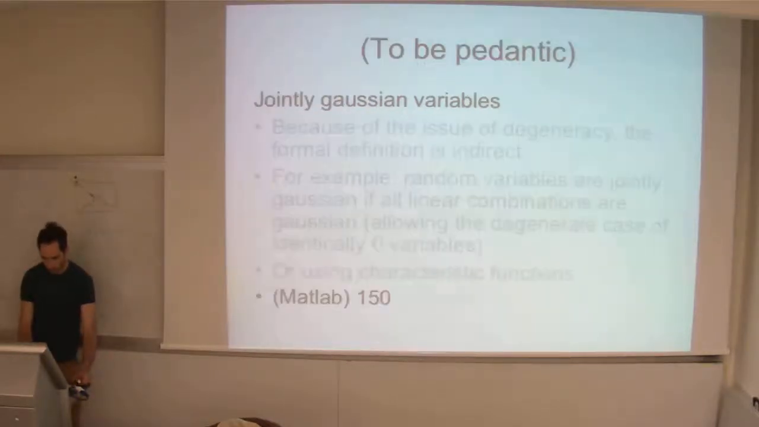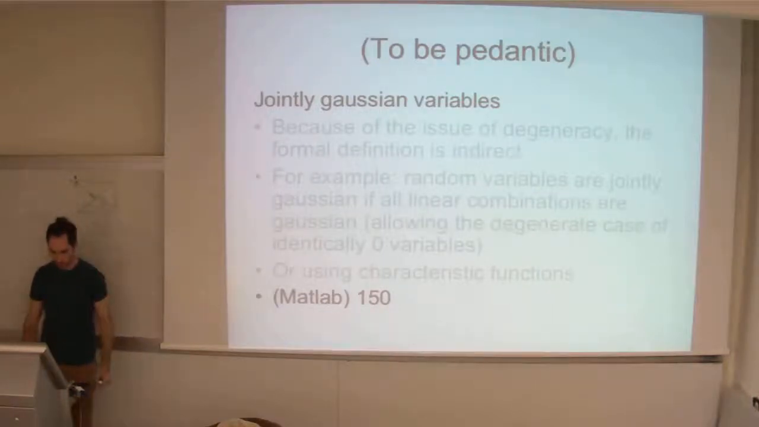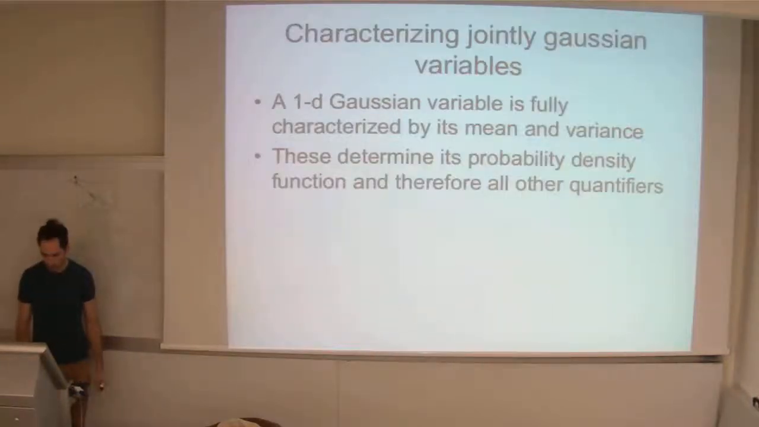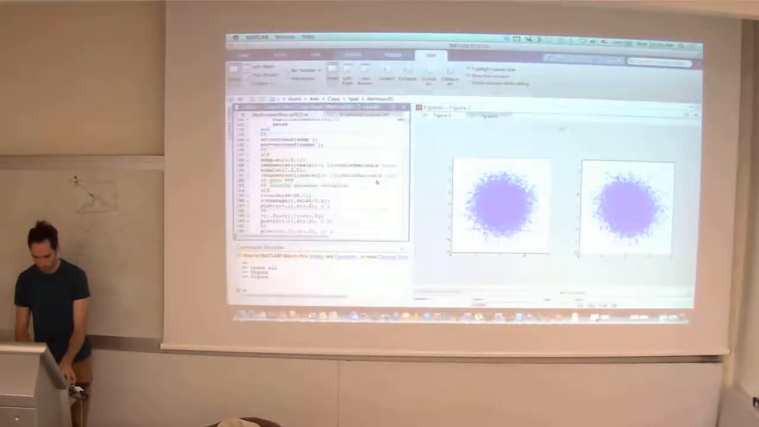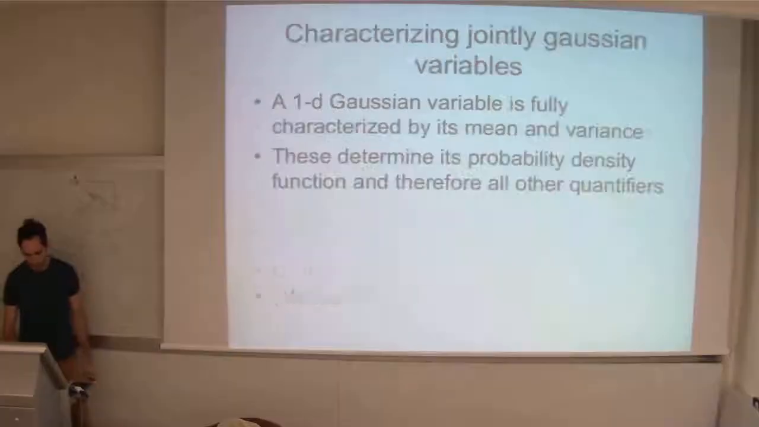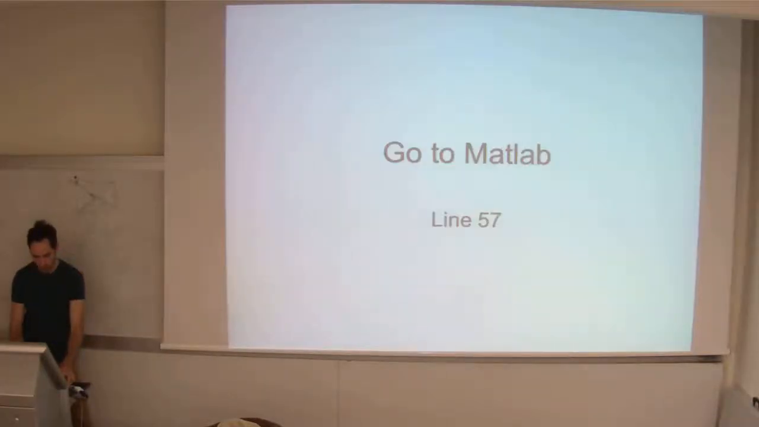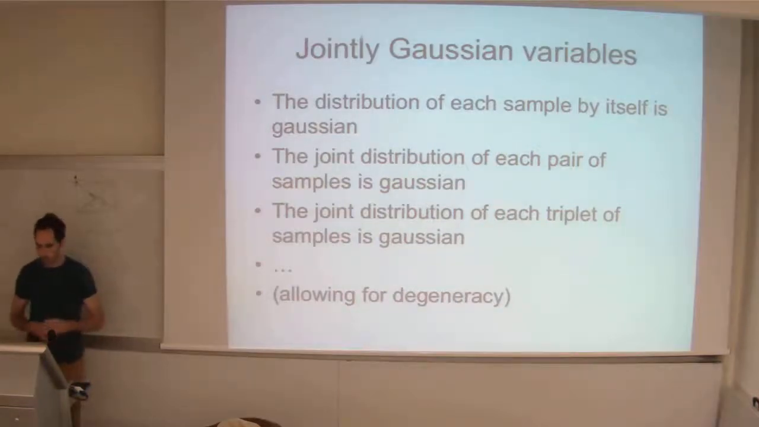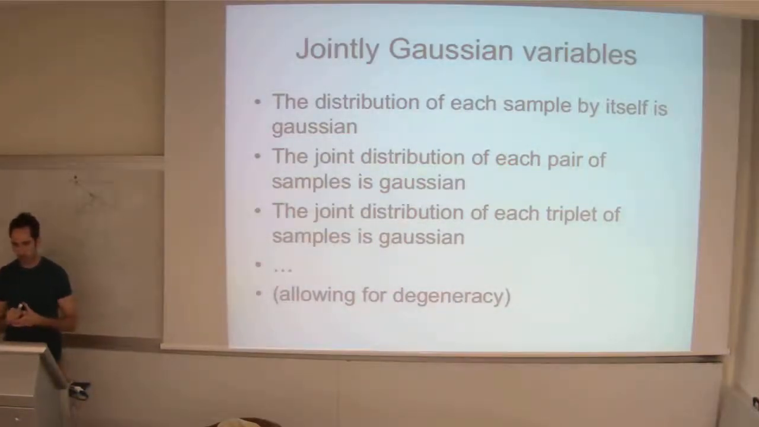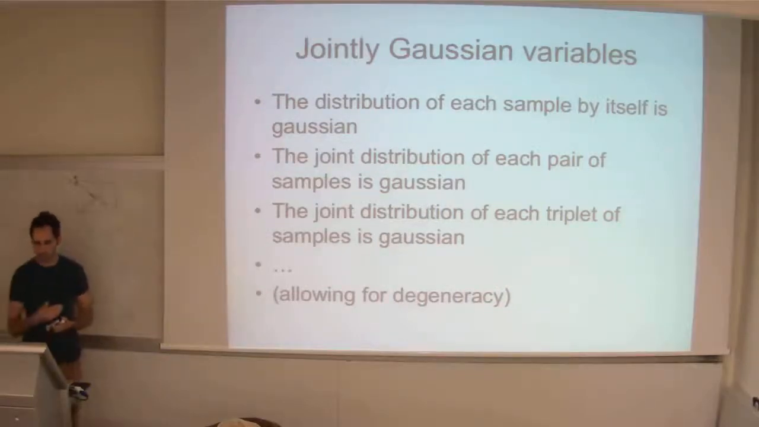Okay, so we discussed and we saw some joint Gaussian variables. I think that we did it, right? Yes. So we stopped here. Okay, so we saw that the distribution of each sample by itself is Gaussian, the joint distribution of each pair of samples is also Gaussian, and the joint distribution of each triple of samples is Gaussian, and so on and so forth. And we saw also a process which had some correlation between the samples, but the distribution was still Gaussian.